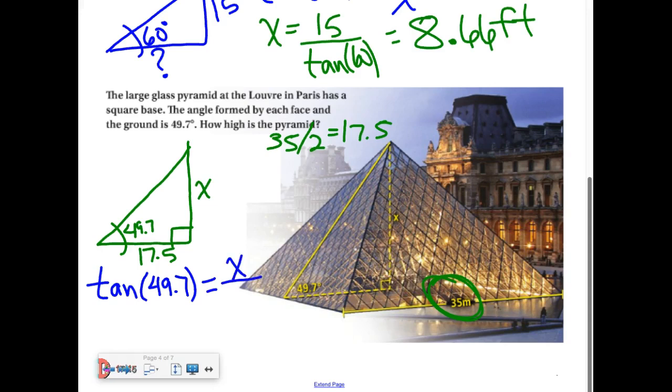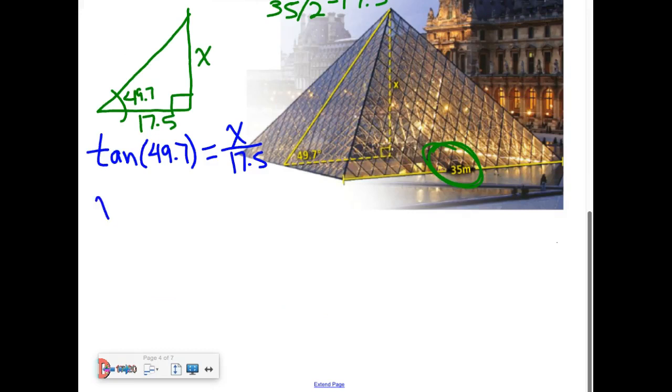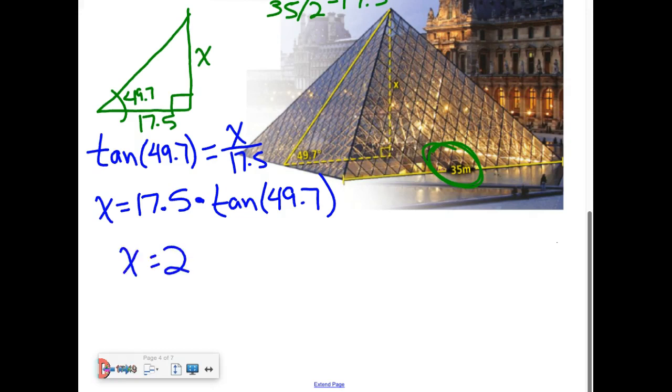And we have opposite over adjacent. X is on top, so I know I'm going to multiply. And again, we're just going to grab our calculator, put all of that in. Keep in mind we are finding the height of a giant glass pyramid, and also we're in Paris, not here where they measure in not feet. So when we plug this all into our calculator, we are going to get x equals 20.64 meters.